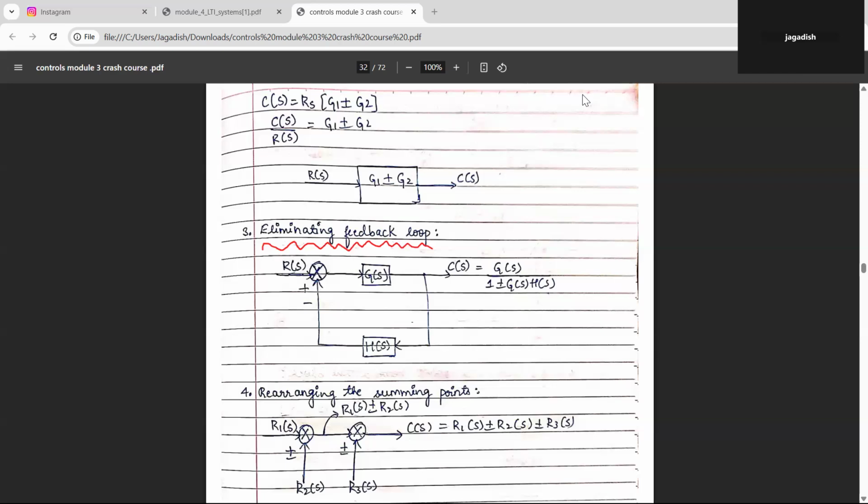Laplace transform of output by input. Very good. Not just output by input, it's Laplace transform of output by input. So please learn it then and there, and go.